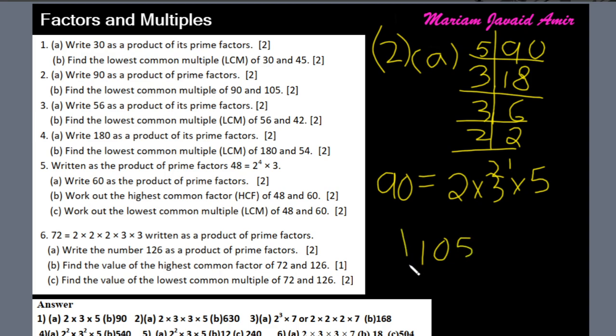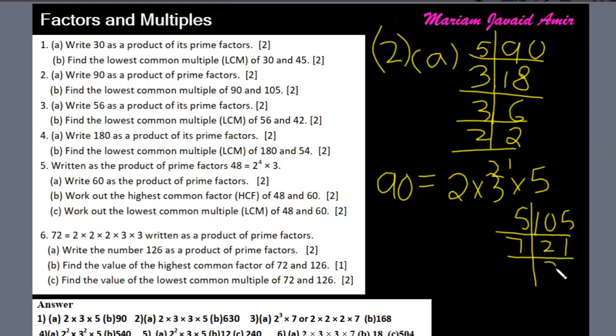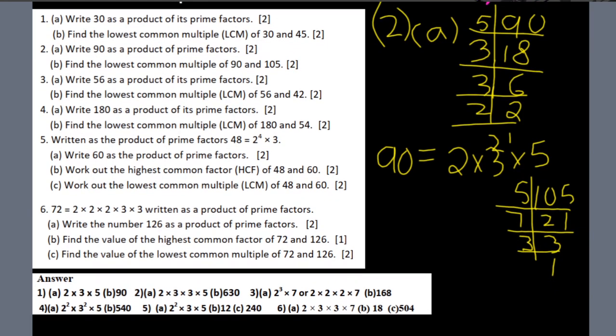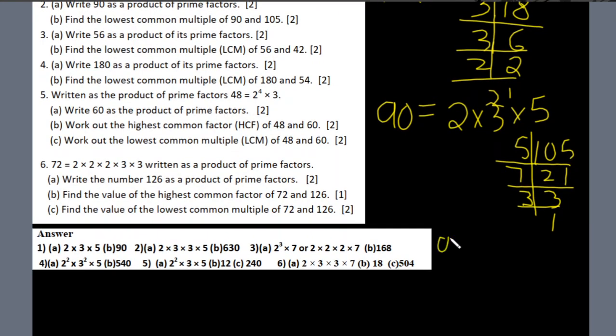So let's find prime factors for 105. Let's start with 5. So 21s are, then let's use 7, 3s are, and 3, 1s are. So prime factors for 105 are 5, 7 and 3. So I'll write 90 here, 2 times 3 square times 5, and then I'm using 105 here, which is 3 times 5, and we also have a 7 over here.